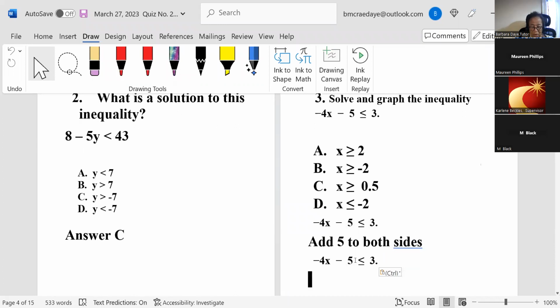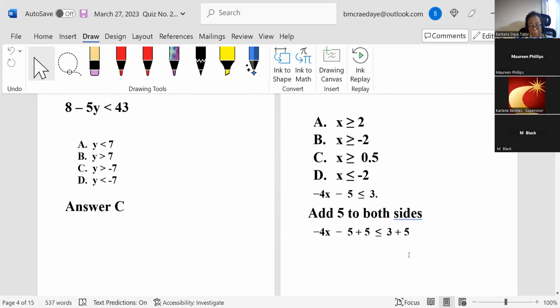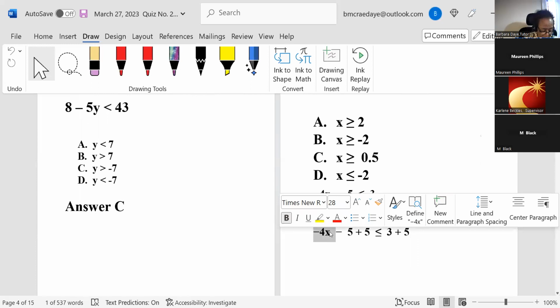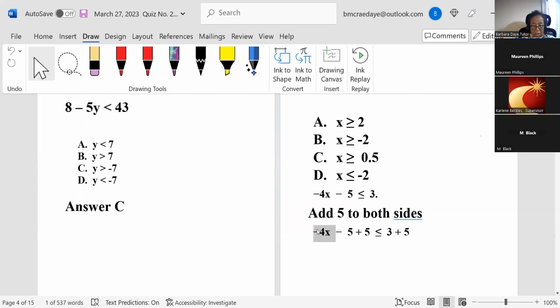So add 5 on the left side of the inequality and add 5 to the right side. Okay. Now Mercedes, what does that give you on the left side? It gave you minus 4x. Don't throw away the variable, because the minus 5 plus 5 is 0. So you'd have minus 4x.